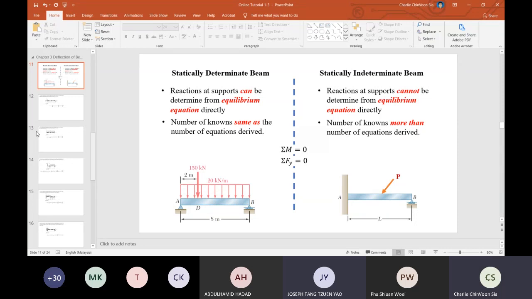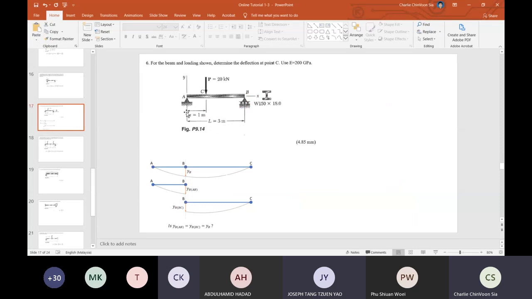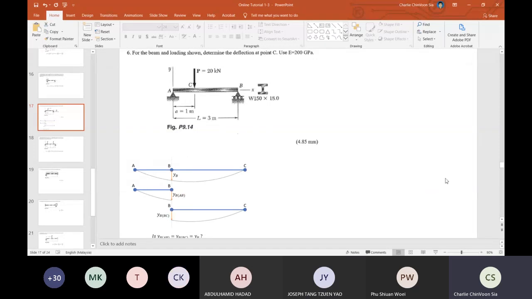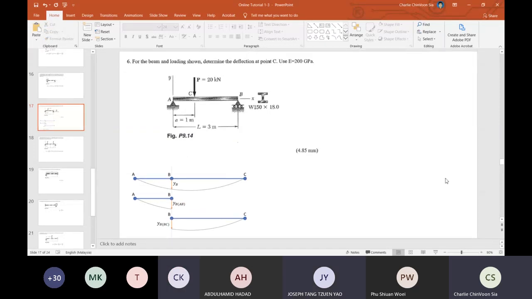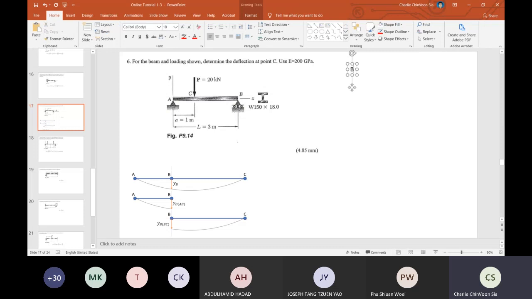Boundary condition. Okay, so maybe I give one example. I use question number 6 because question number 6 is more than 4. I think we need 4 boundary conditions to solve the question. So you can refer to question number 6 in the tutorial. How do we determine the boundary condition?